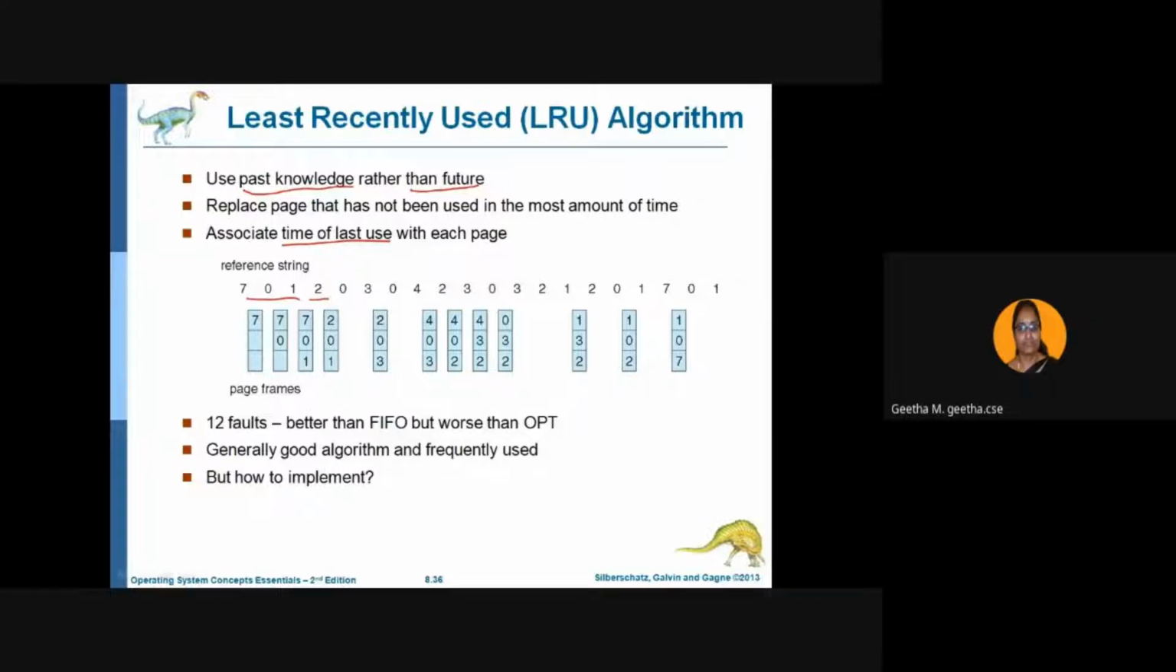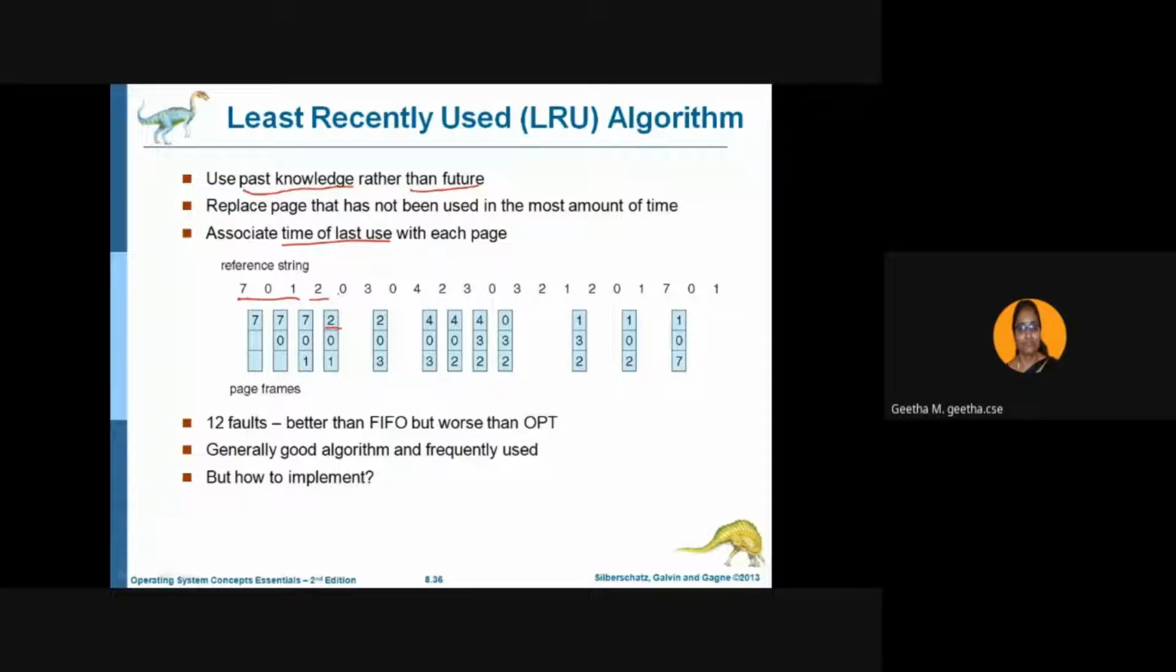So page 7 has not been used as of now, because 0 and 1 have recently arrived. So 7 has arrived in the past. So now 7 is selected as a victim page, and it will be replaced by page 2. So now the pages are 2, 0 and 1.